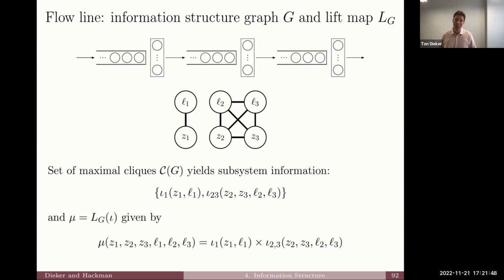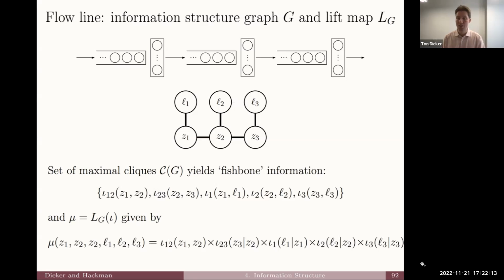If the graph has a max clique that combines stations 2 and 3, then the collection at the bottom of the ladder will consist of 1 two-dimensional PMF and 1 four-dimensional PMF that needs to be iterated over. And the map LG is simply the product again.